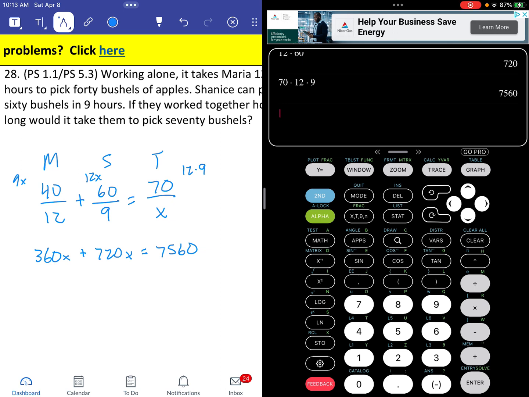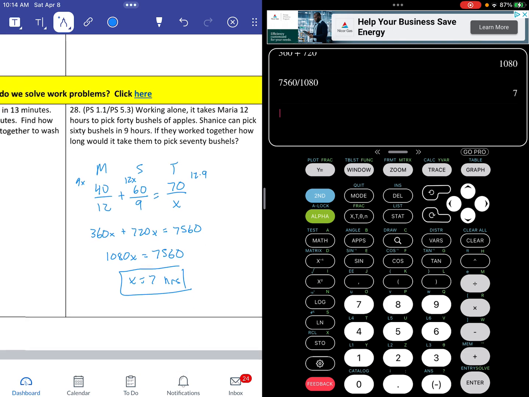So if we continue, we got 360 plus 720 gives me 1,080x equals 7560. 7560 divided by 1080 equals 7. 7 hours. There we go.